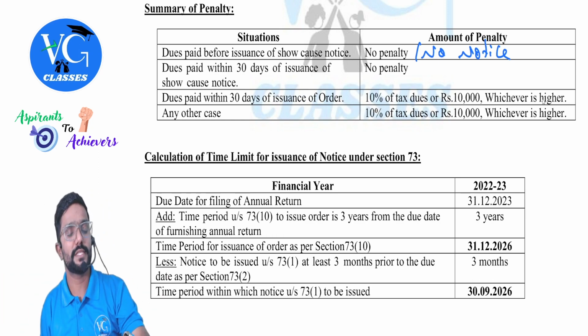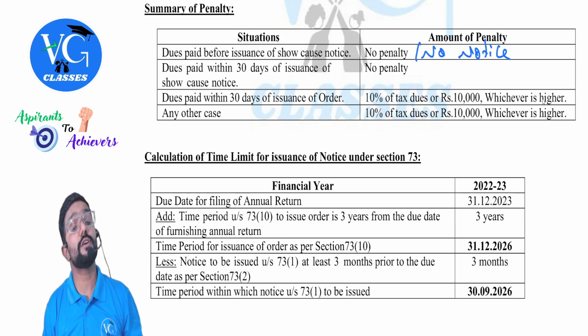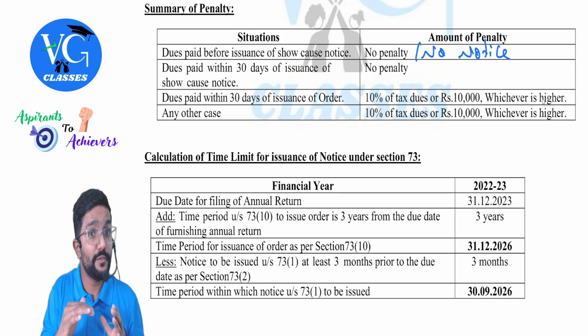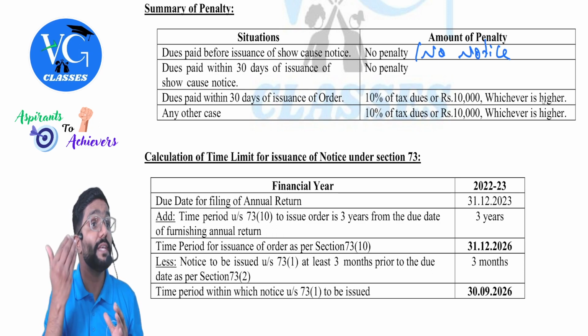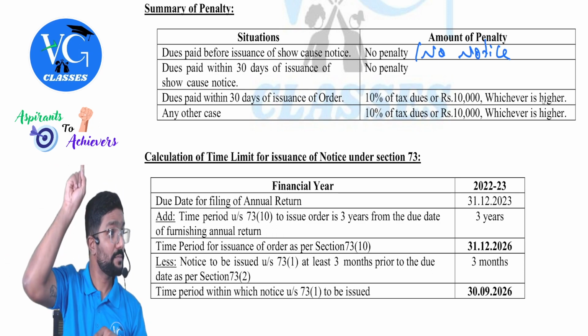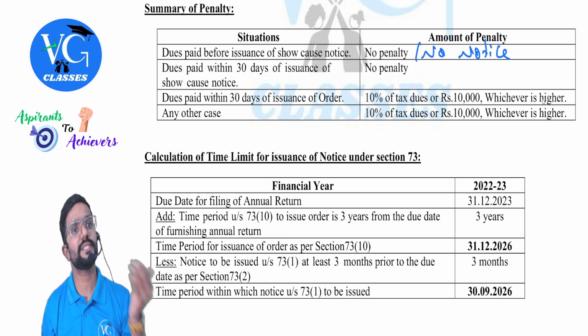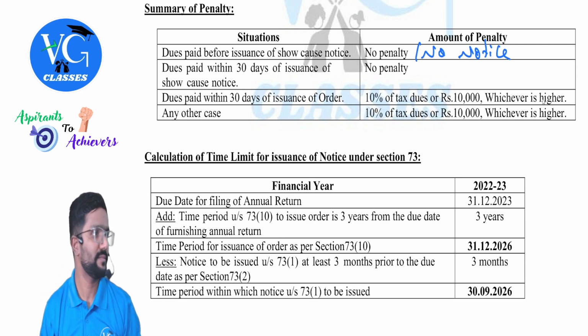Okay. Next, dues paid within 30 days of order means it is not paid within 30 days of notice. It is paid within 30 days of order. Final order is passed, no, within 30 days of it. Is penalty levied? Yes, 10% of tax or 10,000, whichever is higher.